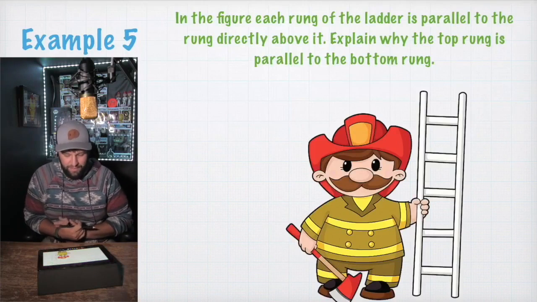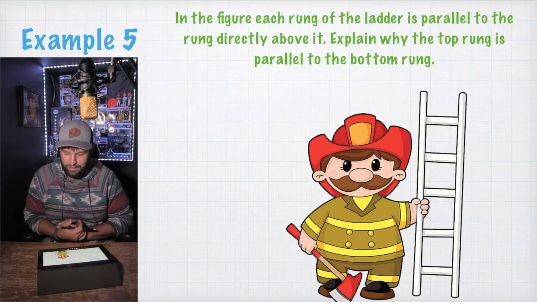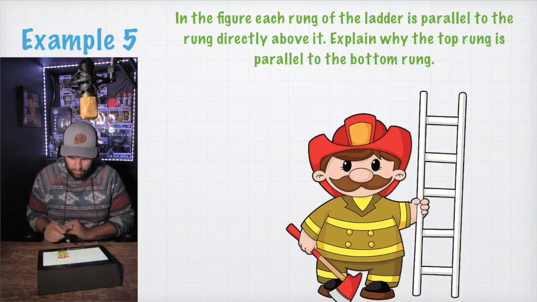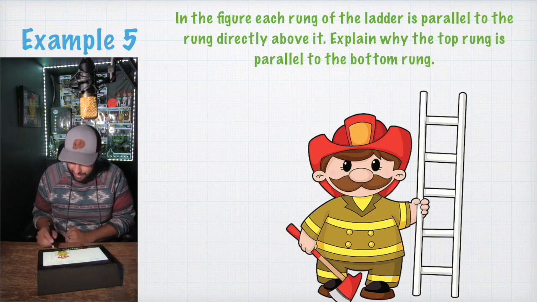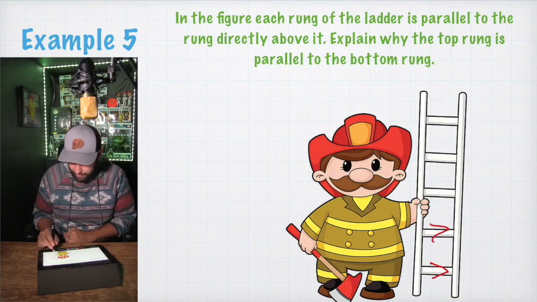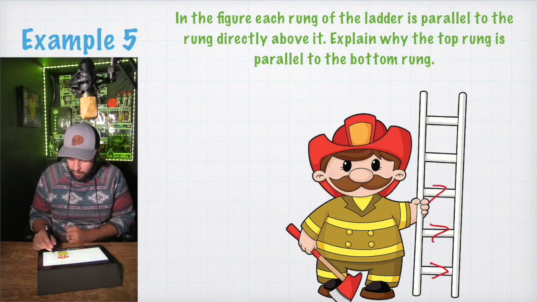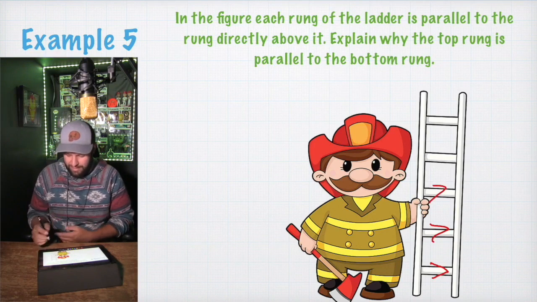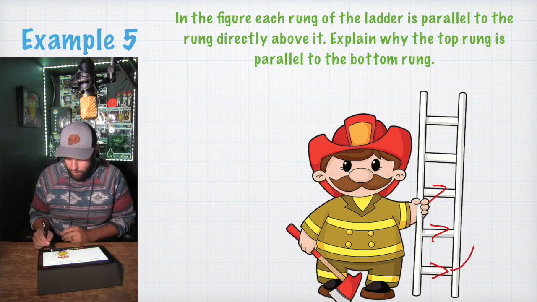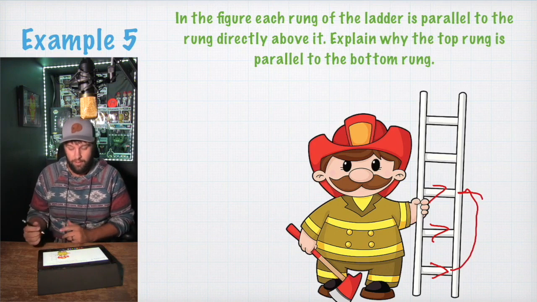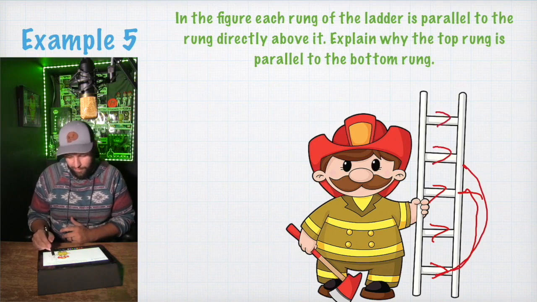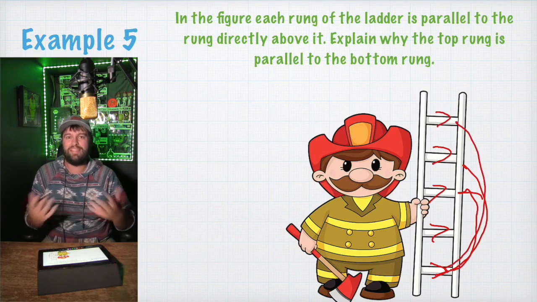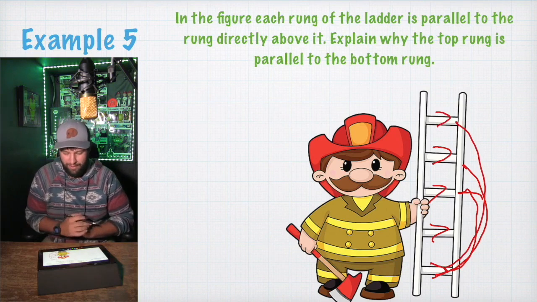So example 5. In the figure, each rung of the ladder is parallel to the rung directly above it. Explain why the top rung is parallel to the bottom rung. So it tells us that each rung is parallel to the line directly above it. So it makes sense that 1 and 2 are parallel because it says that, and 2 and 3 are parallel because it says it. So it would make sense that 1 and 3 will also be parallel. With that reasoning, if you keep going, 3 and 4, so 1 and 4, 4 and 5, so 1 and 5, it makes sense that the top rung would be parallel to the bottom rung.